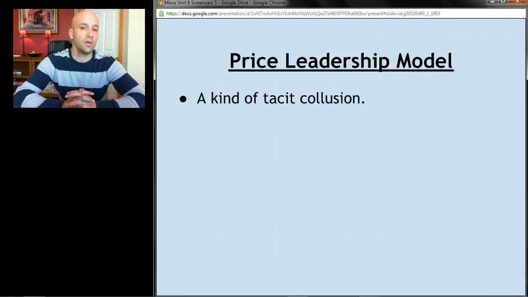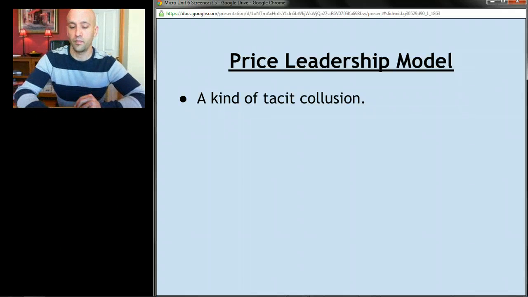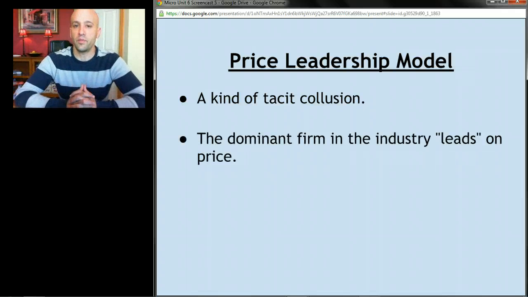Very closely related to the game theory model is what's called the price leadership model of oligopolies. You can think of the price leadership model as a kind of tacit collusion, a way of making agreements in these game theory games, but doing it legally, or at least not doing it blatantly illegally. The way the price leadership model works is that typically a dominant firm in the industry, and this happens all the time in the airline industry, for example, will simply lead on the price.